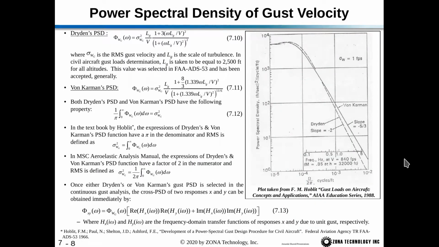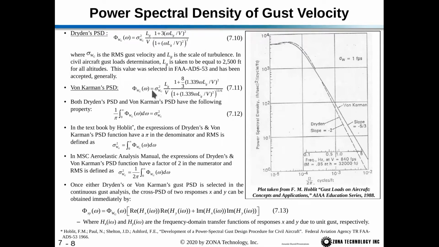Next, we'll look at the power spectral density of the gust velocity. Now in ZAERO, we have two different PSD definitions. First is Dryden's PSD given by equation 7.10. So sigma WG is the RMS gust velocity, LG is the scale of turbulence. In civil aircraft gust loads determination, LG is taken to be equal to 2,500 feet for all altitudes, and this value was selected in FAA-ADS-53 and has been accepted generally.